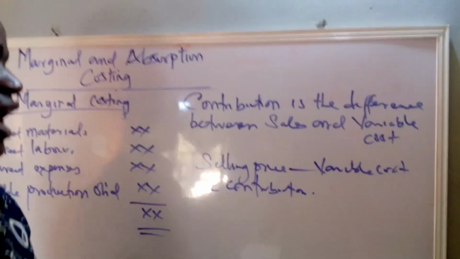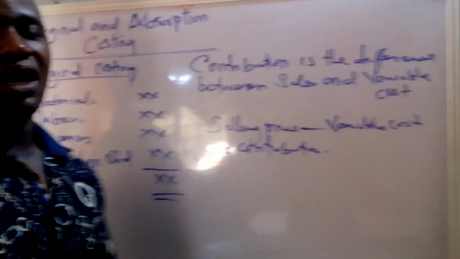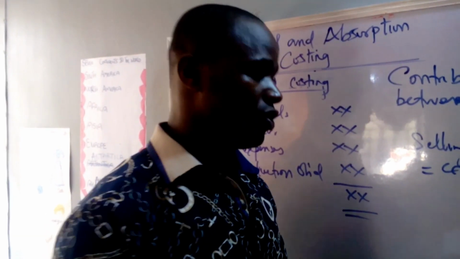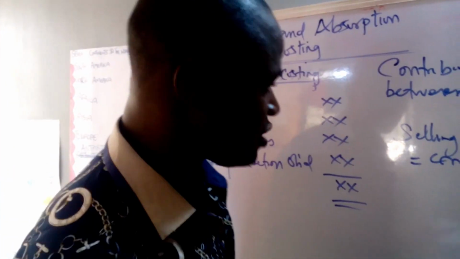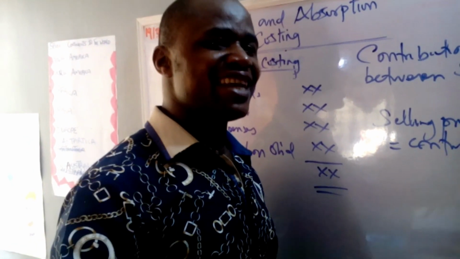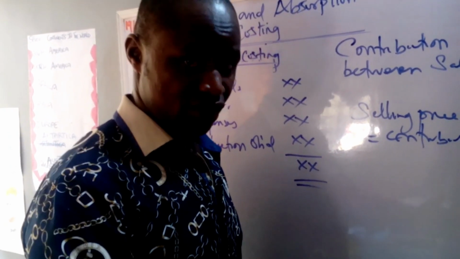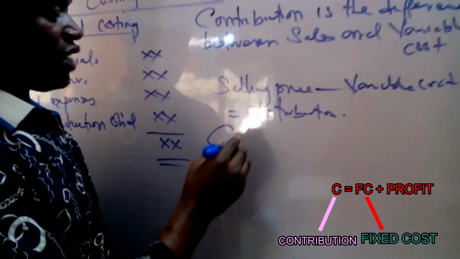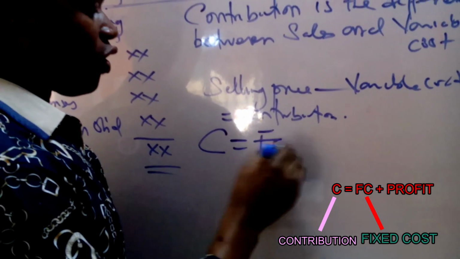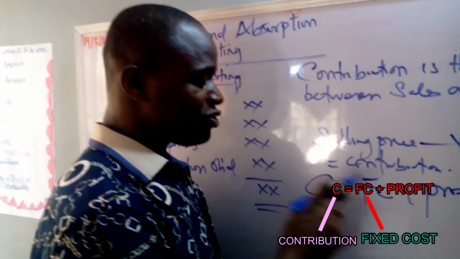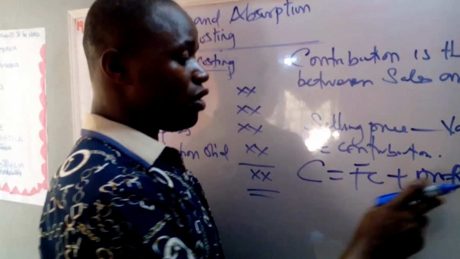So let's see how to prepare an operating statement using the marginal costing approach. Lest I forget, when we say contribution, it is contribution towards the recovery of fixed costs and making a profit. That is why contribution C will be equal to fixed cost plus profit. All your fixed costs will be subtracted from the contribution to get your profit.